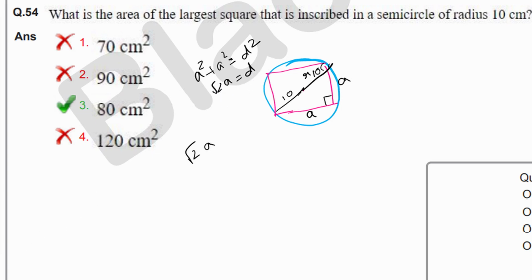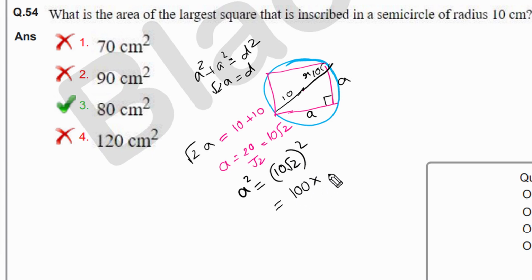That's right. Now we know this value, this is 10 plus 10. Now a becomes 20 by root 2. This is equal to 10 into 2, 10 root 2, right? Now we got the side. Now what is the area of the square? That is a square, that is 10 root 2 whole square. So 100 into 2, that is equal to 200.